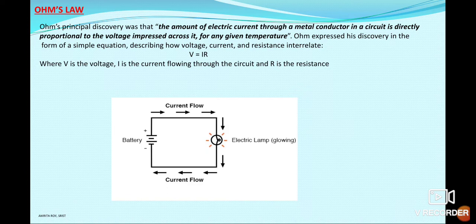So for better understanding, I have given the diagram. A battery source is connected with an electric lamp and the battery is supplying a current. Now the current is flowing through the closed circuit, and since the circuit is closed, the lamp is glowing. So the voltage drop across the lamp can be calculated by applying Ohm's law, that is V equals IR. R is the resistance of the lamp.